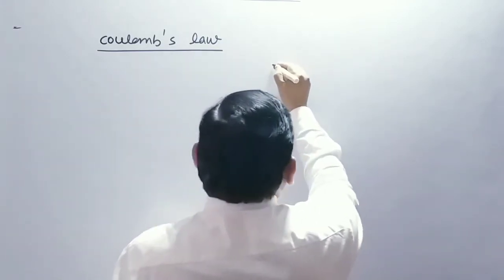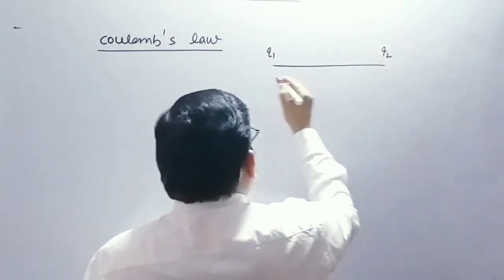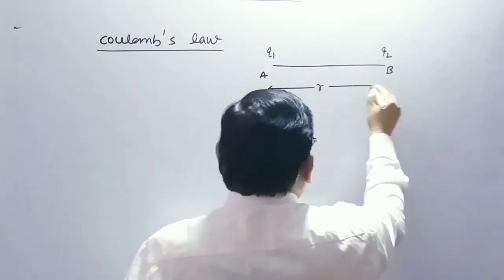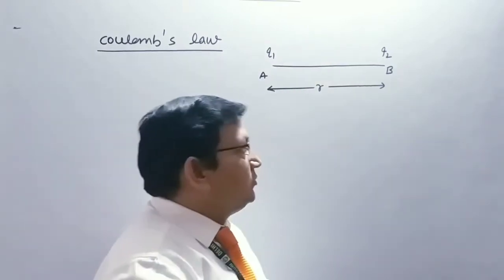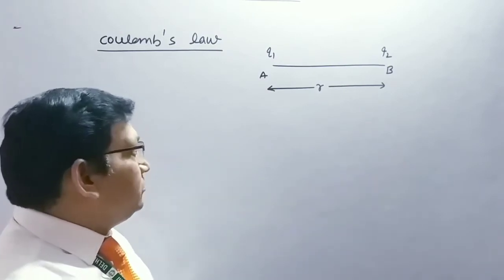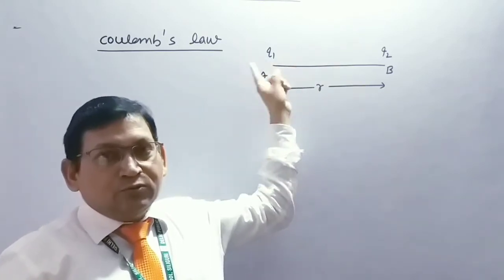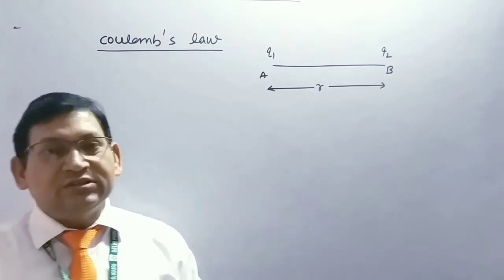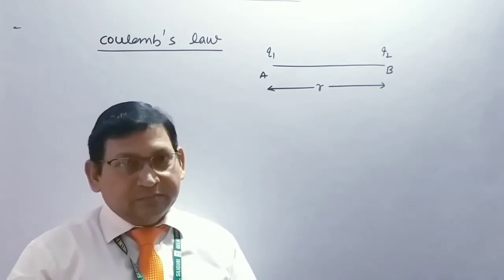So let's consider two charges Q1 and Q2 at points A and B, separated by distance R. Now the charge Q1 exerts a certain force on Q2. Q2 also exerts a certain force on Q1. According to Coulomb's law, the force of attraction or repulsion between two point charges is directly proportional to the product of the magnitude of the two charges and inversely proportional to the square of the distance between them.